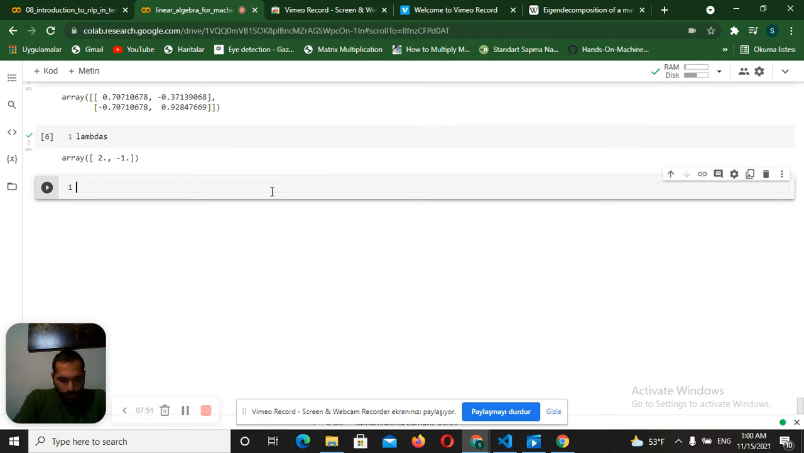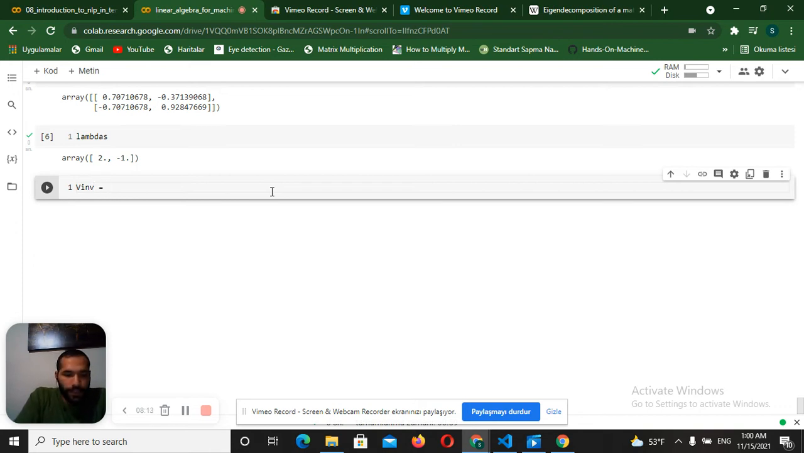Now I will speak about the next step. Now we have to invert it. We have to invert our eigenvector to get the inverse eigenvector, okay? We will do it like that. Just don't think too much about that. It is just the eigenvector inverted.